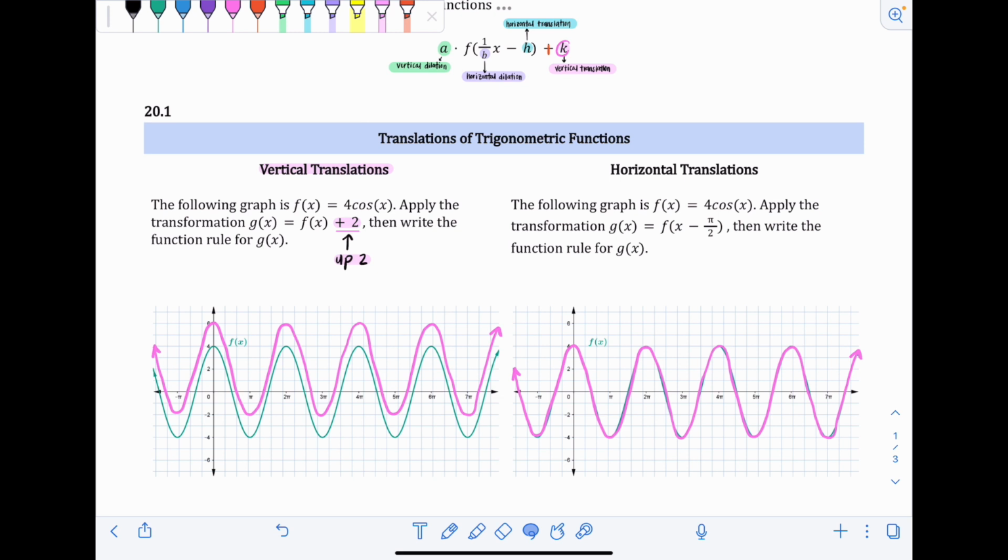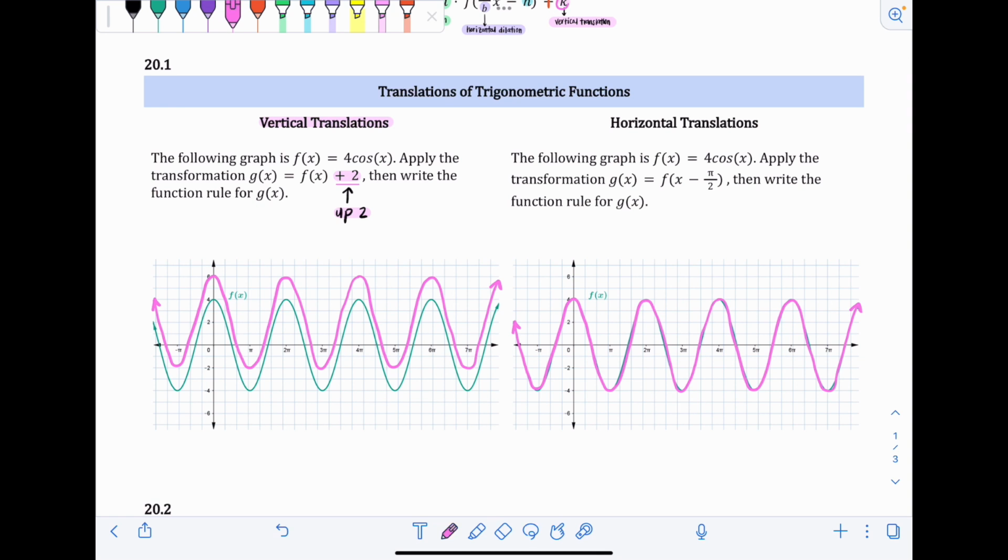In Canvas, you'll be presented with, say, 4 different graphs to choose from, and you have to decide which one is the graph translated up 2 units. So you won't have to worry about graphing them from scratch necessarily, so I didn't worry too much about it here. But the pink graph is going to be my g of x, and that is f of x translated up 2. And then I just need to write a function rule for g of x.